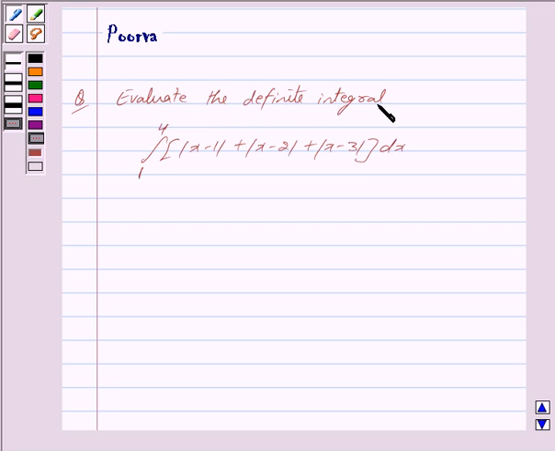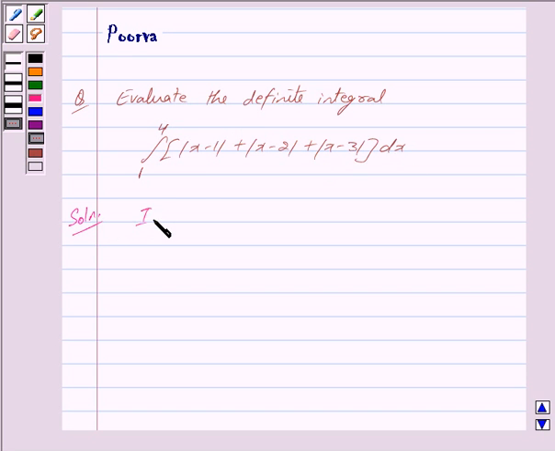Evaluate the definite integral, limit from 1 to 4, |x - 1| + |x - 2| + |x - 3| dx. Let us now begin with the solution. Let us denote this definite integral by I.